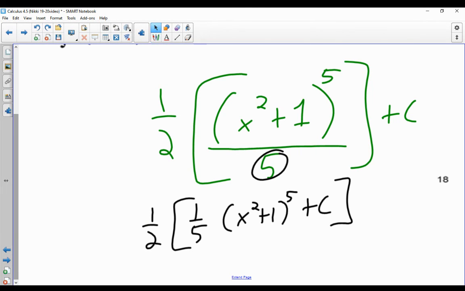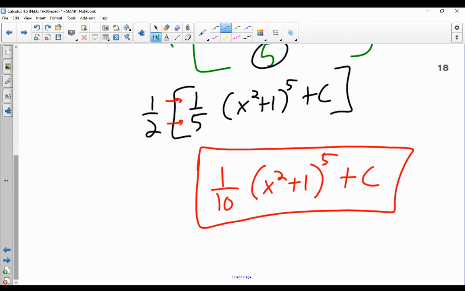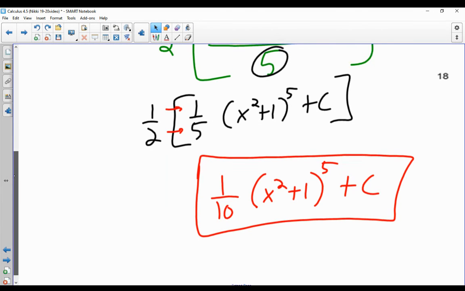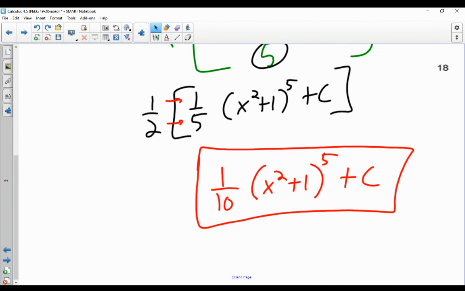That will make it so that you have to multiply the 1/2 and the 1/5, and that will give you 1/10. So your official answer should be 1/10 (x squared plus 1) to the 5th plus c. If you need me to work through that one, please email me or message me on Google Classroom, and I'll talk you through how that one needs to be solved. But again, it's almost identical to the previous one we just did. So with that said, I got one more example to show you, and then we'll be done.